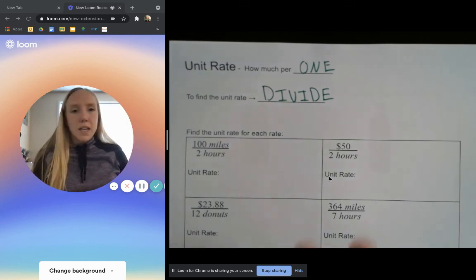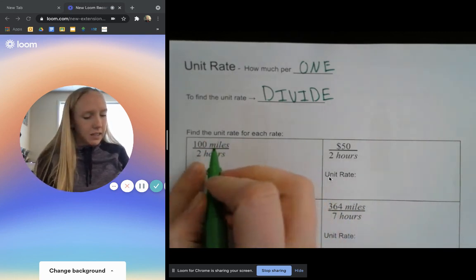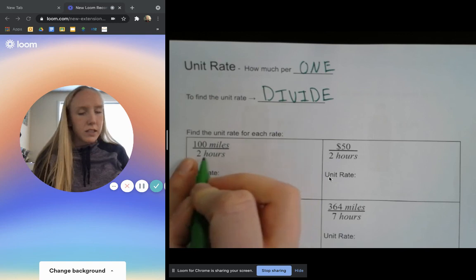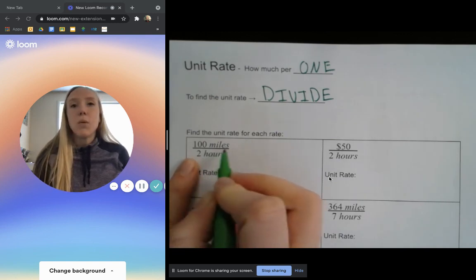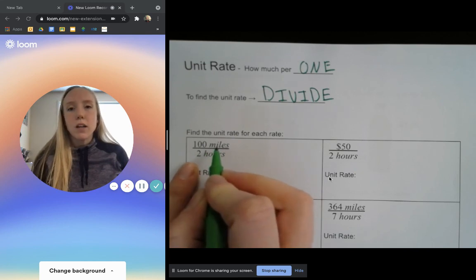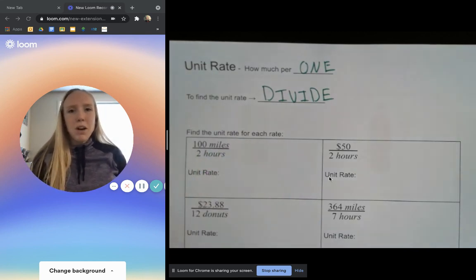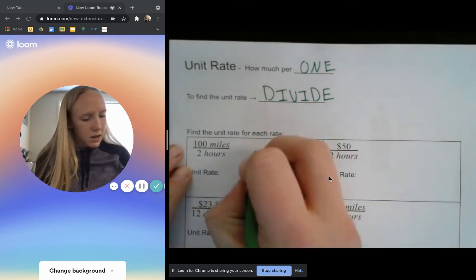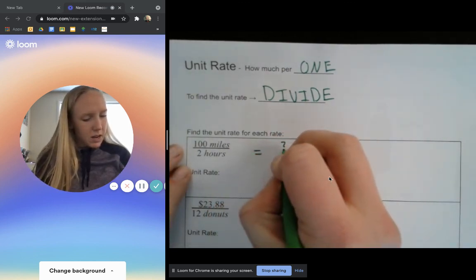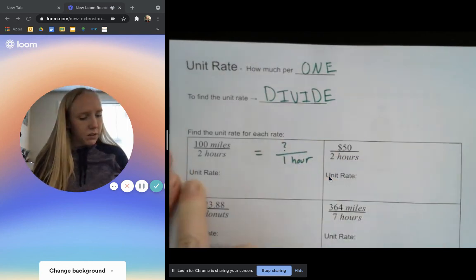For example, if it's already set up like this, that's kind of nice. This says the rate is 100 miles in 2 hours. So that's a rate, right? The car is traveling 100 miles in 2 hours. But we want to know how many miles in 1 hour, because it's asking for the unit rate.